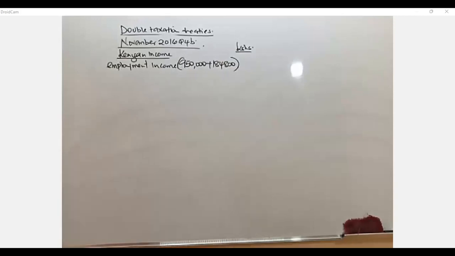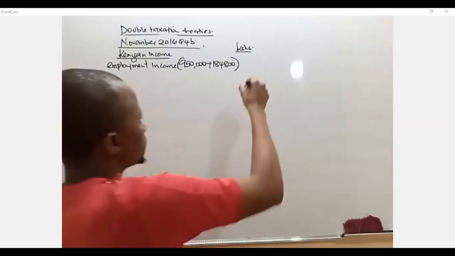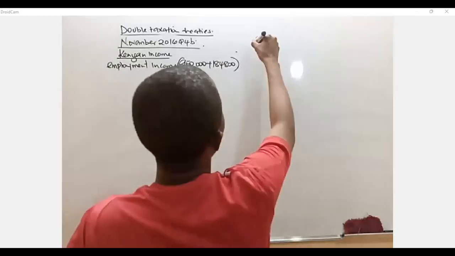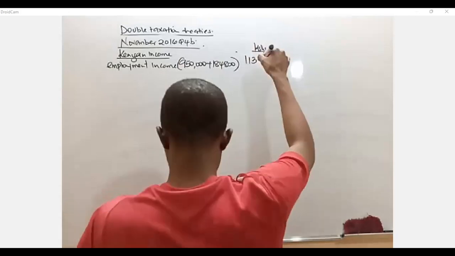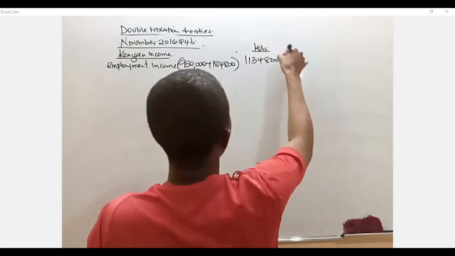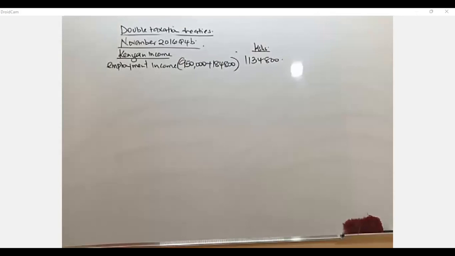950 plus 184,800, because 184,800 was PAYE which was deducted from the employment income. We are getting around 1,134,800. That is what we're supposed to be getting. When you look at the other income, there is a consultancy fee.